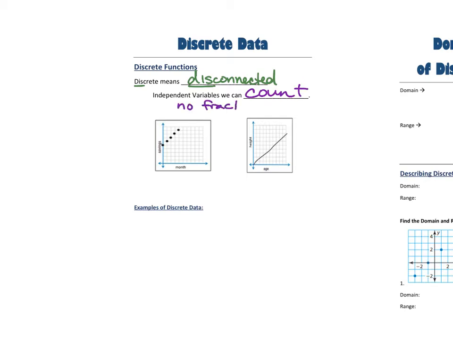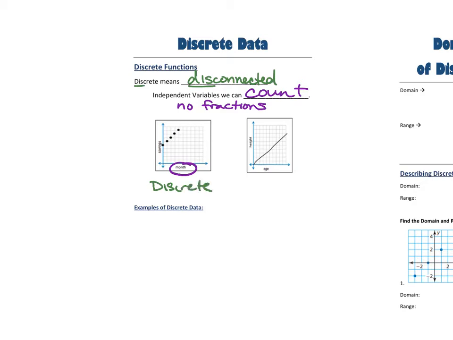So if you cannot take a half of whatever you're measuring as your independent variable, it's probably going to show you discrete data. If we were counting months, look at that independent variable there. We would count month 1, 2, 3, and 4. That creates disconnected or discrete data.